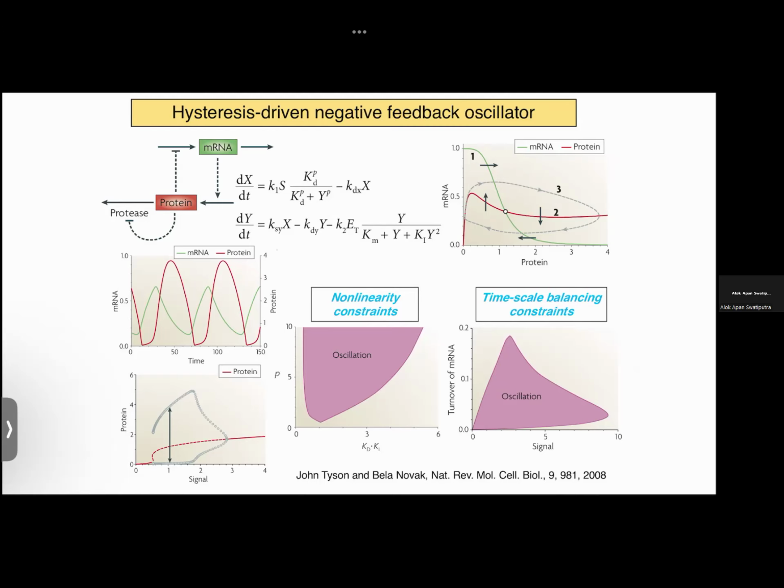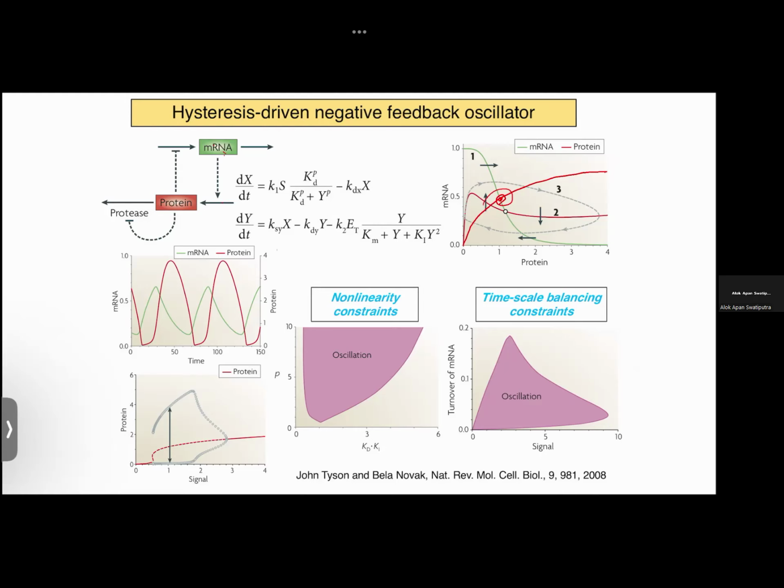Earlier, remember what the picture was. If I draw, earlier it was something like this, right? In that case, if you draw the vector field, it was spirally linear. Okay? But if you put some positive feedback into the system, and how will you put the positive feedback? See, this mRNA is produced with protein. Protein is inhibiting the mRNA. So this is the negative feedback.